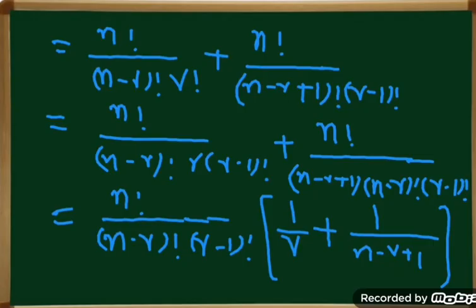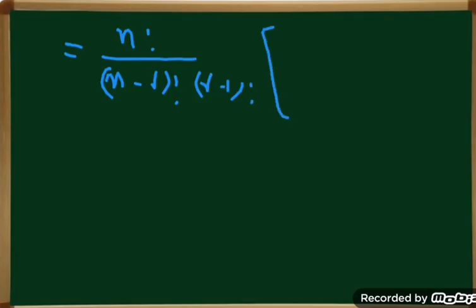Now by simple simplification, n factorial divided by n minus r whole factorial into r minus 1 whole factorial, and here taking LCM, r into n minus r plus 1, this is equal to n minus r plus 1 plus r.